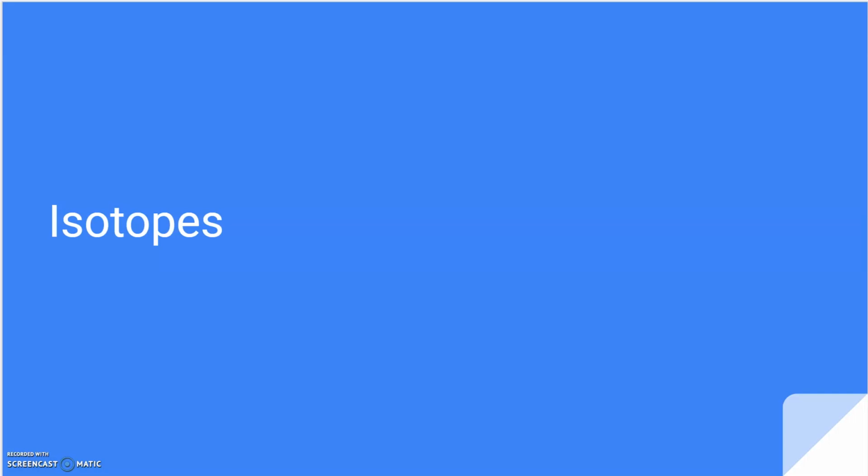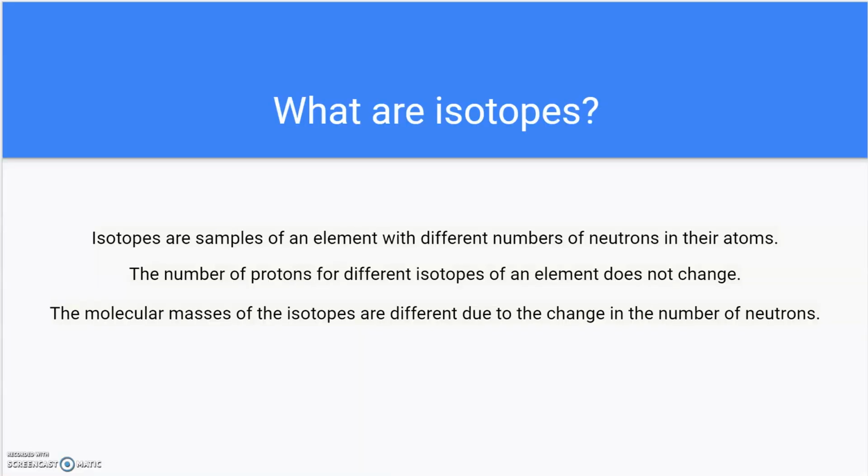Alright, so welcome to the ninth problem. This problem is going to be about isotopes. So before anything, let's recall what isotopes are. Isotopes are samples of an element with different numbers of neutrons in their atoms.